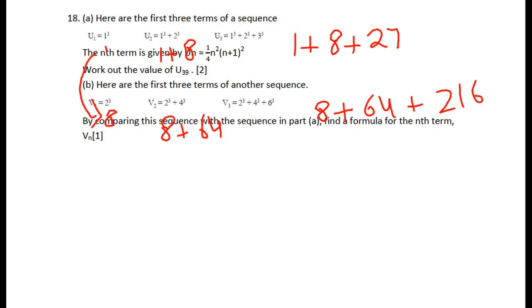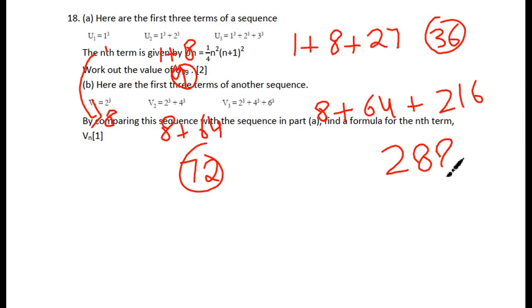1 is changing into 8, then 9 is changing into what? 8 plus 64, 72. Then 9 plus 27, 36 is changing into 8 plus 64 plus 216, 288. So what is happening? How is 1 changing into 8, and how is 9 changing into 72? How is 36 changing into 288?